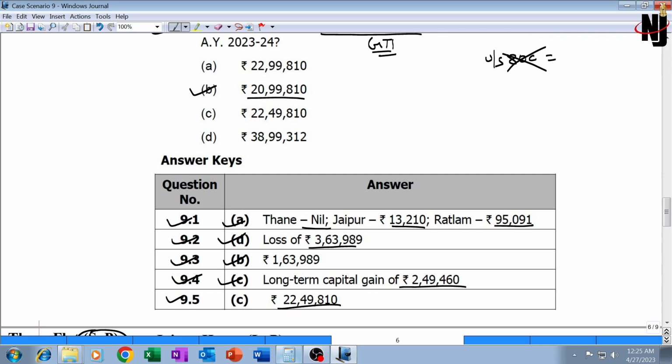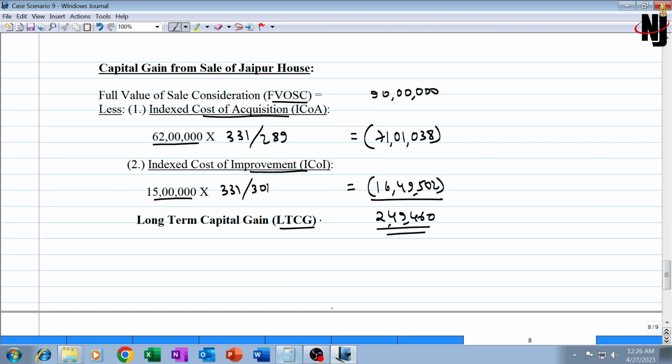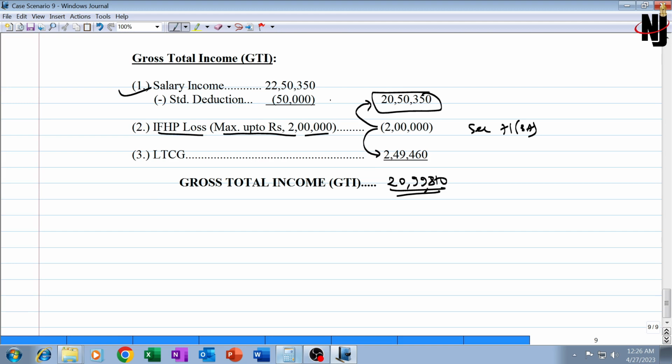We must have made some mistake. Yes, we have made this mistake. Salary income is 22,50,350 less the standard deduction, so it should be 22,00,350, minus 2 lakh. So correct answer would be 22,99,810. See, this kind of mistakes do take place. My calculation error.